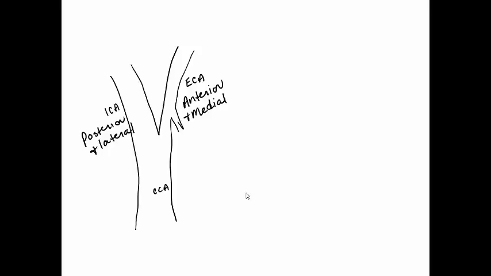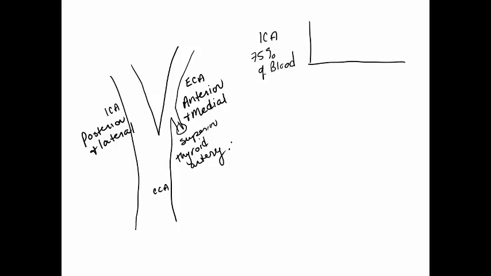Remember too that the first branch off of the ECA, right here, is the superior thyroid artery. The ICA receives 75% of its blood from the CCA. So 75% of the common carotid artery blood supply is heading up towards the brain, the internal carotid artery, remembering that it feeds the anterior and middle portion of the brain.